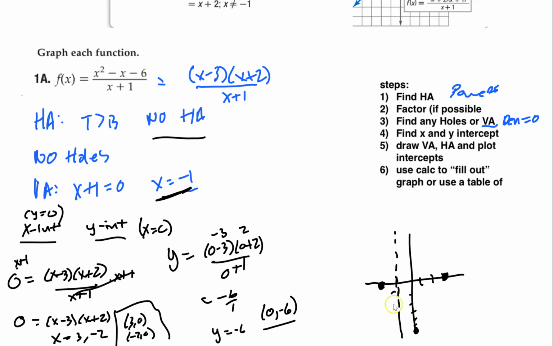So how do I fill out the rest of this? Well, there's two ways that are generally used. Way 1 is that you use your calculator, and that's the way we're actually going to do. But before we do that, I'm going to show you right now the other way, which is to use a table.